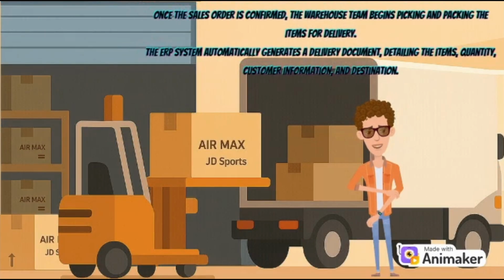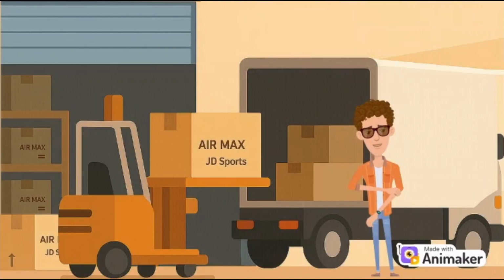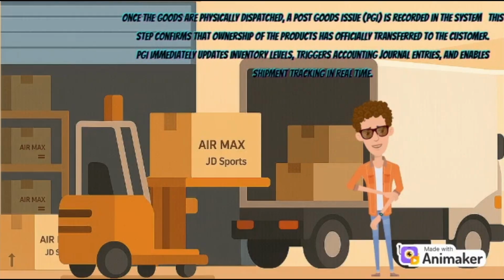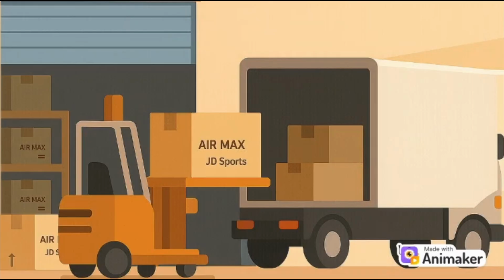Once the sales order is confirmed, the warehouse team begins picking and packing the items for delivery. The ERP system generates a delivery document detailing the item's quantity and destination. After physical dispatch, a post-goods issue, or PGI, is recorded in the system, confirming that ownership has now transferred to the customer. This action updates inventory levels, accounting entries, and triggers shipment tracking.